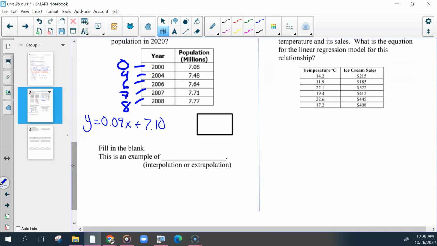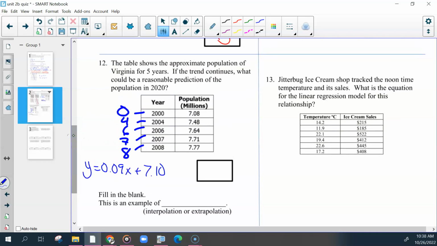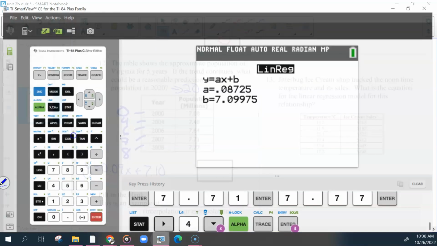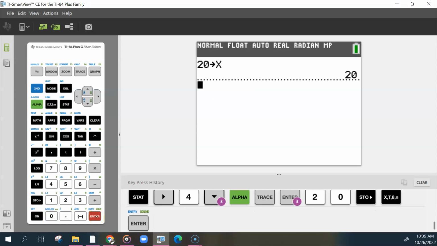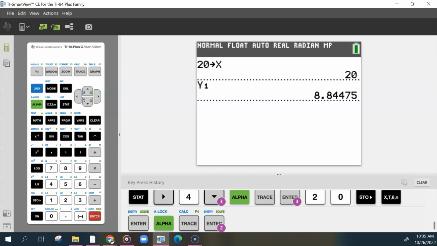So then we're going to move on to step three. We are looking for the population in 2020, so we have to figure out how many years has that been since the original, which would be 20. So we're going to store that in our calculator. From this screen, I'm just going to type in 20, STO, X, enter. And then go back and grab our equation, alpha trace. And again, rounding, 8.84 would be fine, 8.8 would be fine, 9 is too much.